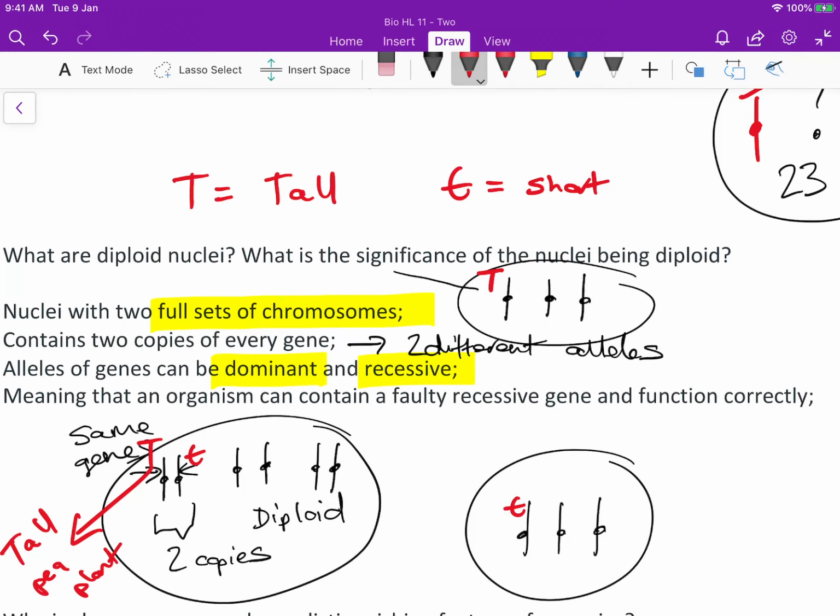And one of the significant features of this is if one of these was a disease gene, so if small t led to a disease, then because this organism has a big T, for many diseases, if you have one faulty and it's recessive, and most diseases are, then you can still function correctly. So we can have many faulty genes and we can still function because we have another copy of it.